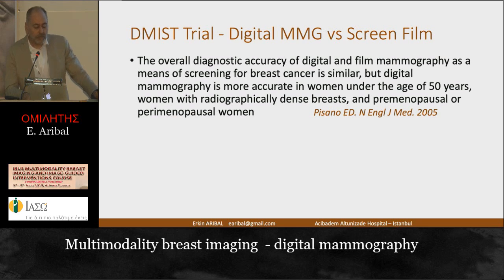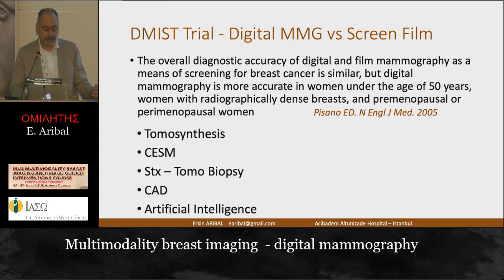This was the beginning, but with digital mammography, we had the opportunity to do different things like tomosynthesis, contrast-enhanced mammography, stereotactic tomosynthesis-guided biopsy, computer-aided detection, and artificial intelligence. We were not able to do any of them with screen film mammography. So digital mammography brought us to a different era.